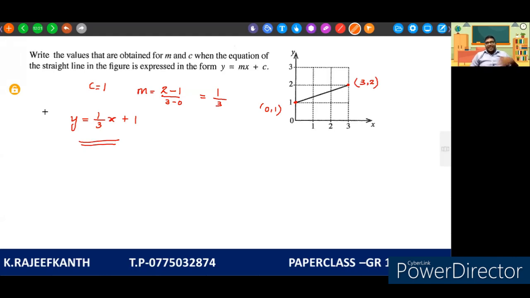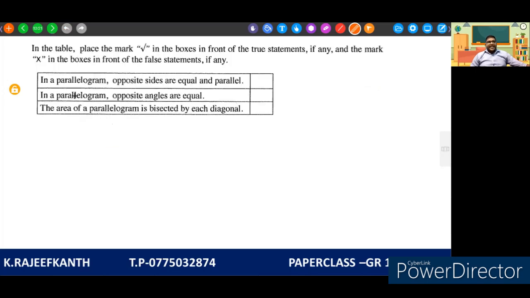So you should always remember how we can find the gradient and how we can find the value of intercept. Directly we can find the intercept, because what is the point? The point at which the line and y-axis are intersecting. So that is the intercept. So how can we find the gradient? That is difference of y coordinates over difference of x coordinates. So if you divide the difference of y coordinates by difference of x coordinates, then you can find the value of gradient. The next one.